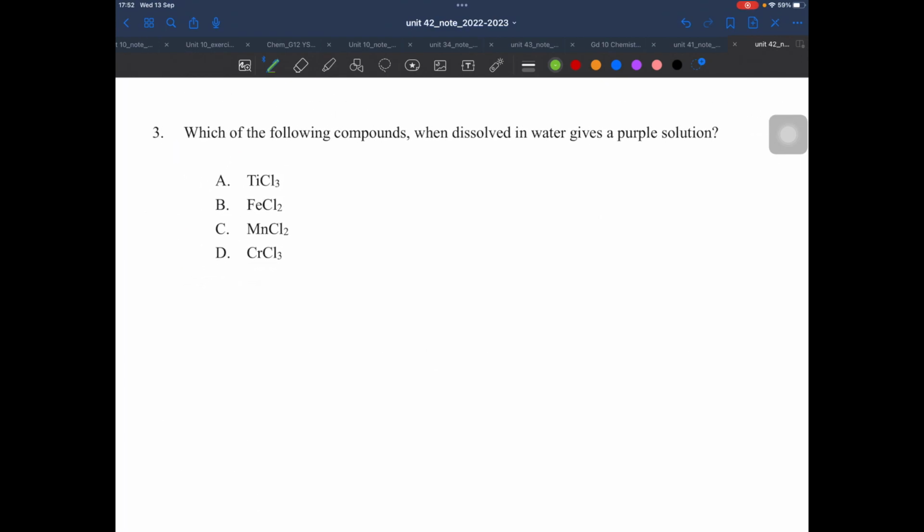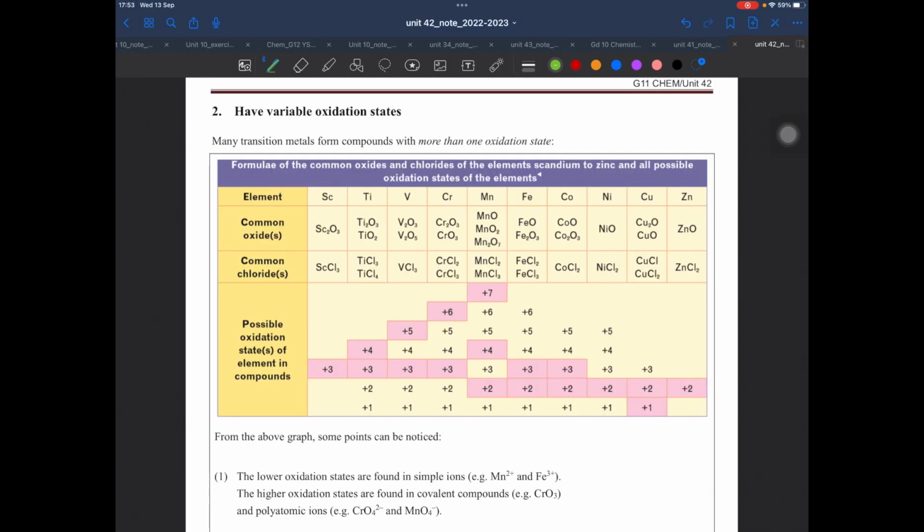Next one. Which one will give you a purple solution? Now, let's check. The first one is titanium 3. The second one is iron 2, Mn2 plus, and Cr3 plus. So I'm sure you get the answer, because the others are not purple, right? Iron 2 is green, and Mn2 plus is colorless or pink, chromium 3 is green. So none of them appear as purple. This is not difficult for the questions. First of all is about the colorless solution. The second one is about the oxidation state.